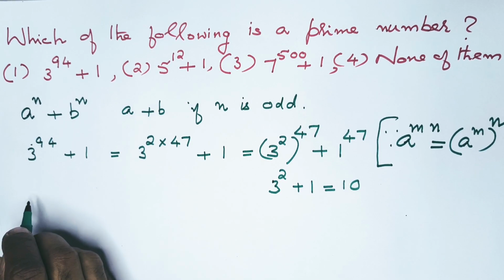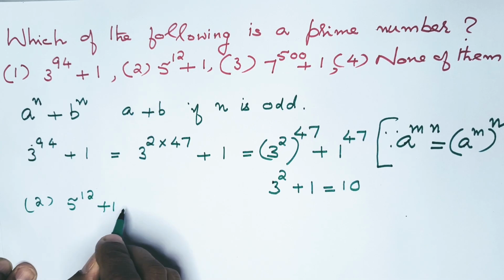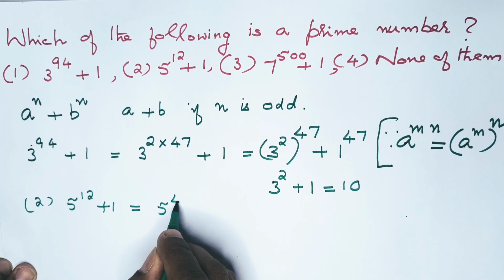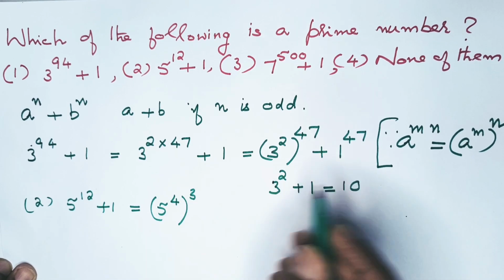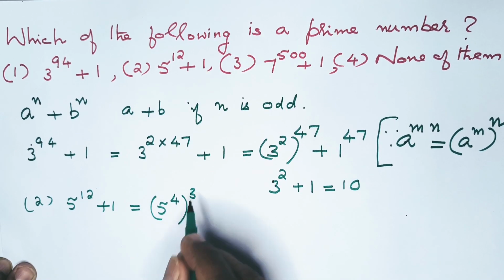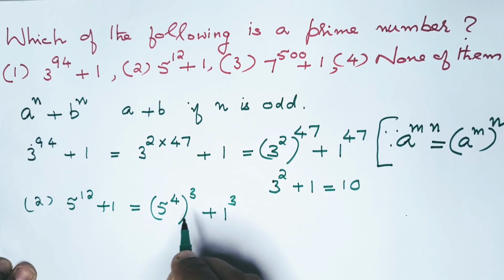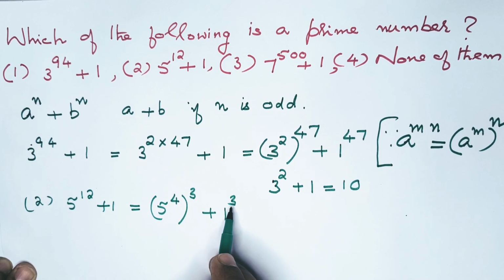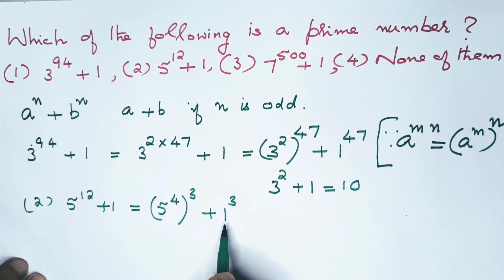Now take the second choice, which is 5 to the power 12 plus 1. We are extending the same logic. We will write it like this: 5 to the power of 4, the whole to the power of 3. Using this result, this is nothing but 12 as 4 multiplied by 3. And 1 I will write as 1 power 3. Now it's in the form a to the power n plus b to the power n, where a is 5 to the power of 4 and b is 1.